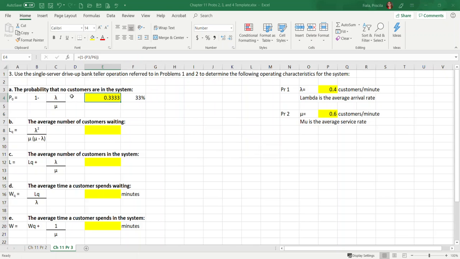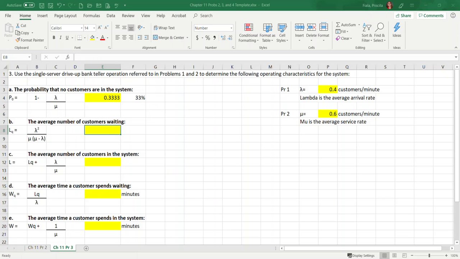Okay, so there you go. The probability that no customers are in the system is 33%, which is pretty good, one third. Good or bad, because not many customers are coming in, it could be considered bad too, depending on the business. Now the average number of customers waiting.